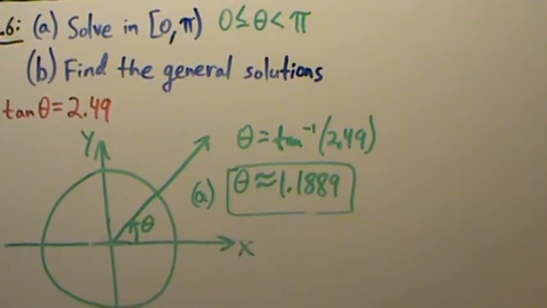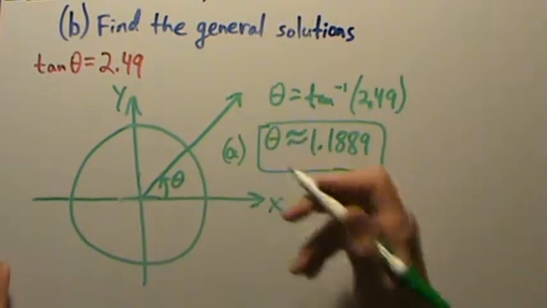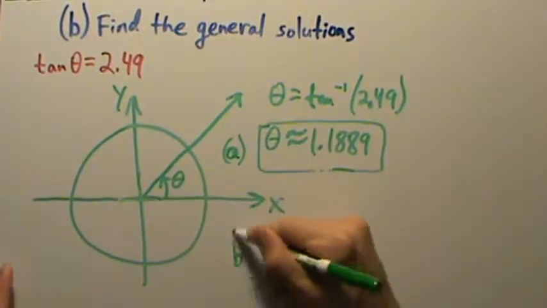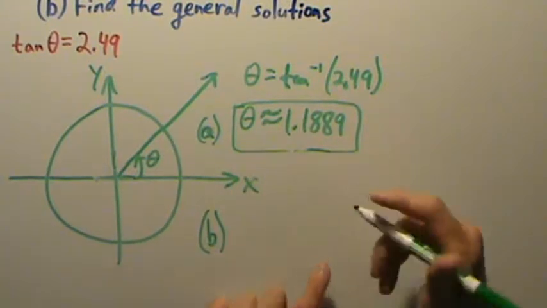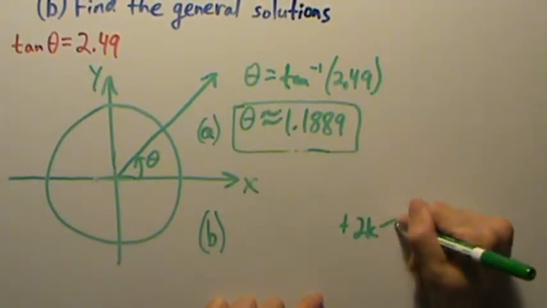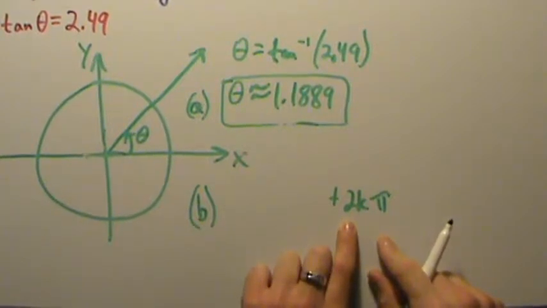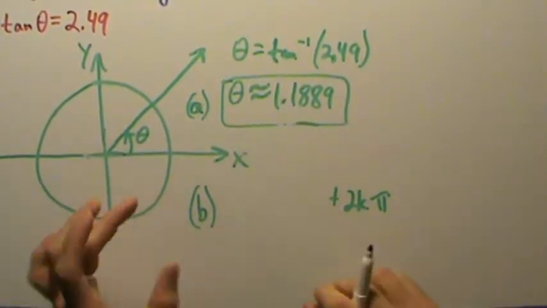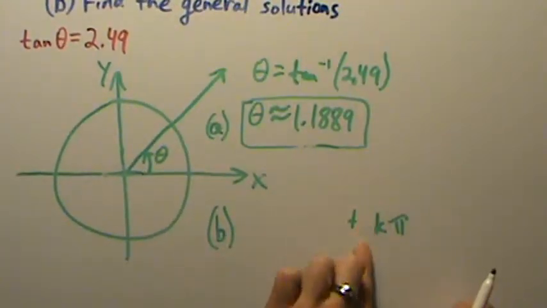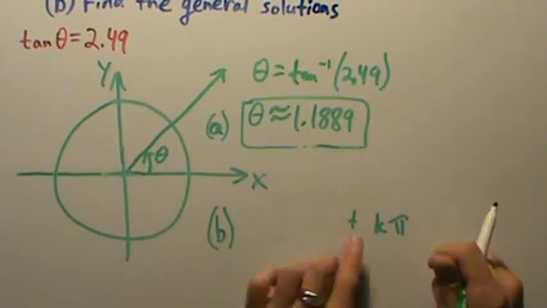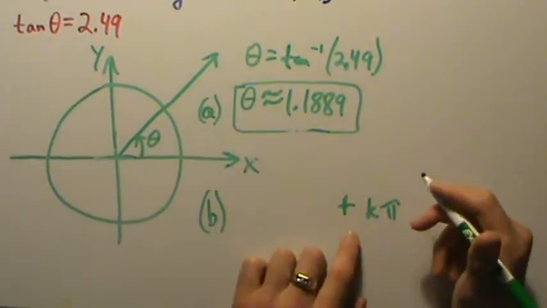Now, how do we answer part B? Find the general solutions. Now this is where things are a little bit different. Remember, in the first 5 examples, we took our answer for part A and we just added 2k pi. We did 2k pi because we were dealing with sines and cosines, and sine and cosine have period 2 pi. Well, the tangent function only has period pi. So the 2 is not even there. So we're just going to add k pi.